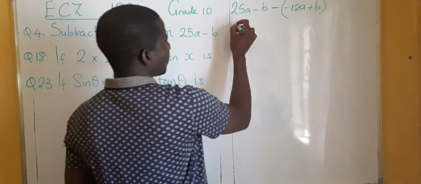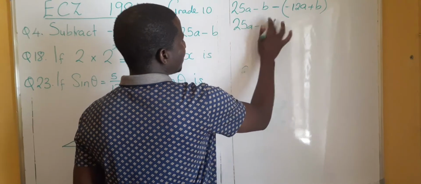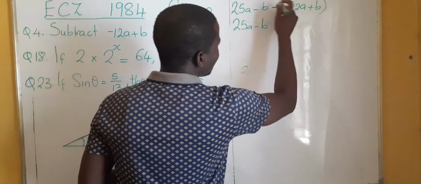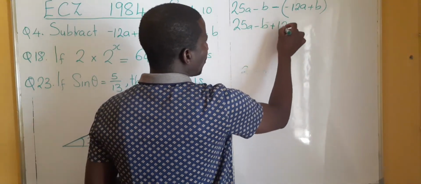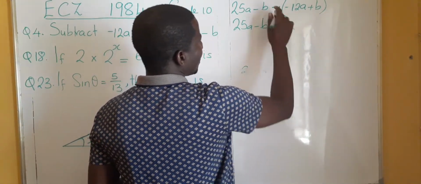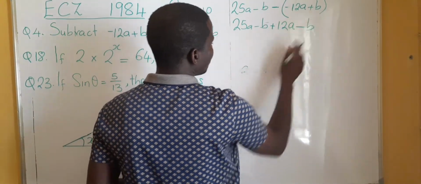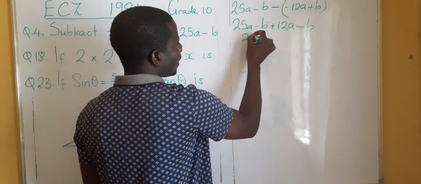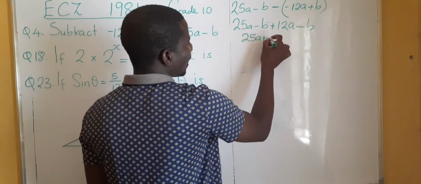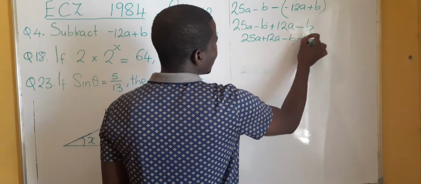So then we're going to say 25a minus b. Then we distribute the negative, so we're going to have plus 12a. This negative and this positive, we're going to have a minus b. Then at this point, we can put the like terms together: 25a plus 12a minus b minus b.